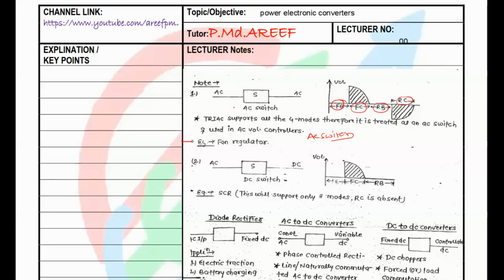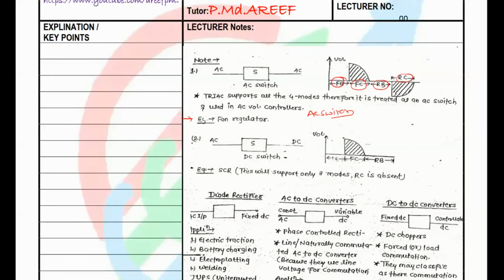The example for this one is the fan regulator which we use in our home appliances. And the second one here is the SCR. SCR, that is silicon controlled rectifier, is a very important part of power electronic circuits, which acts in forward blocking mode, forward conduction mode and reverse blocking mode. Reverse conduction is absent in the case of SCR. There is a drawback of SCR here.